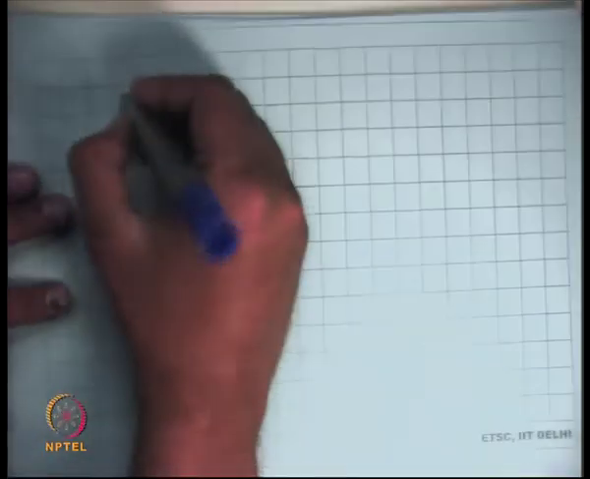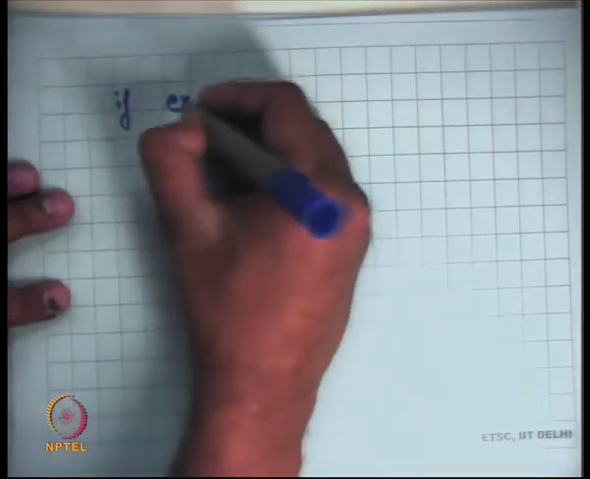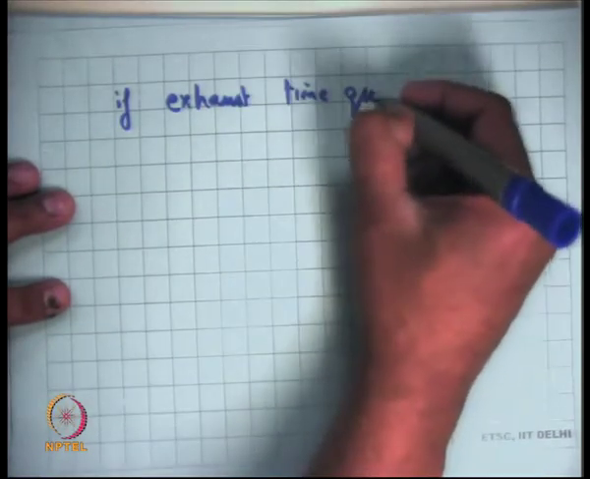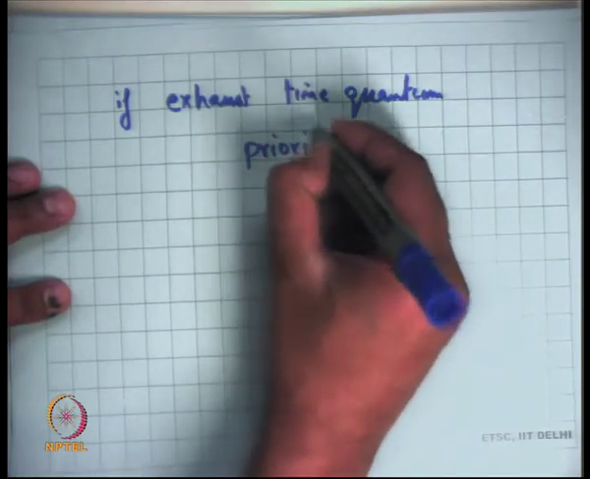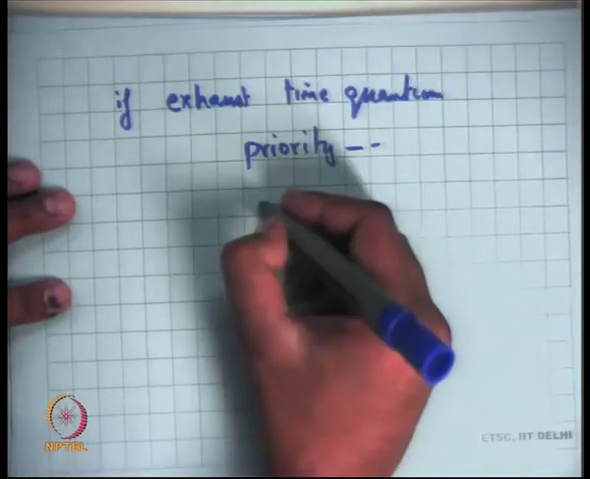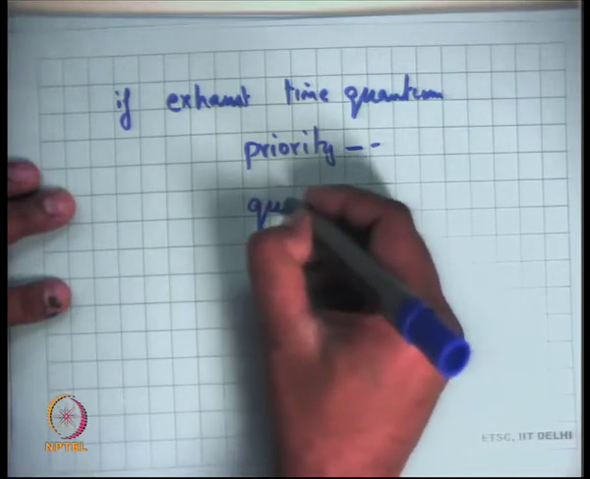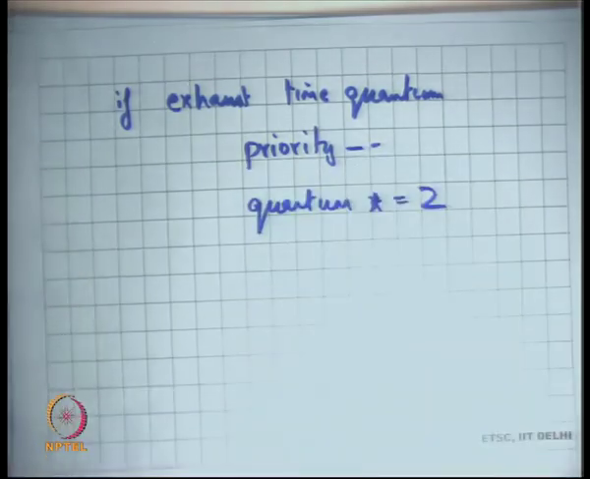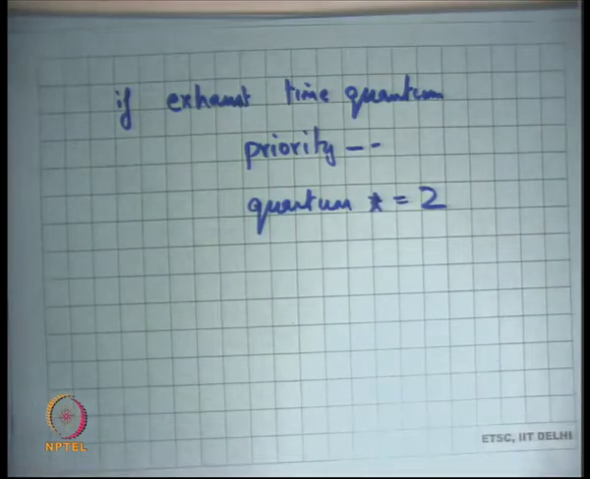Okay. So the logic is, if it exhausts the time quantum, then priority minus minus and quantum is multiplied by 2, right? So you also multiply the quantum by 2 to make sure that the scheduling overhead is even less.